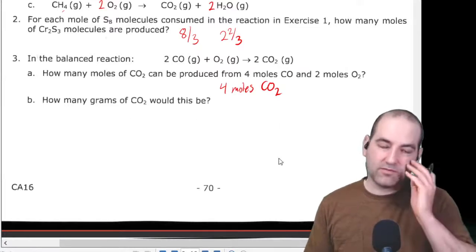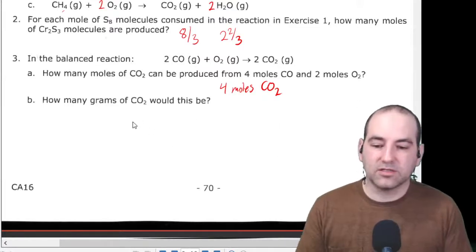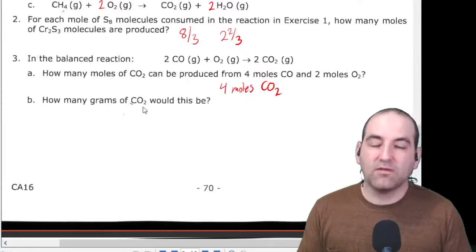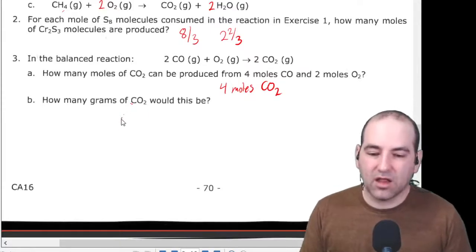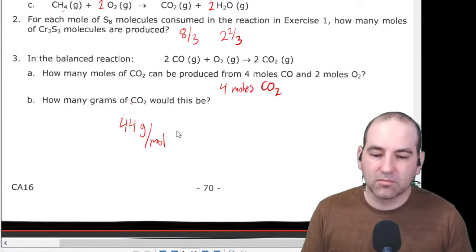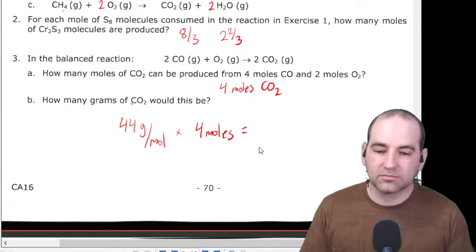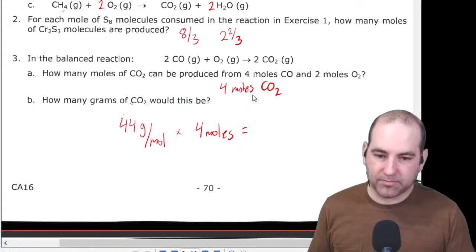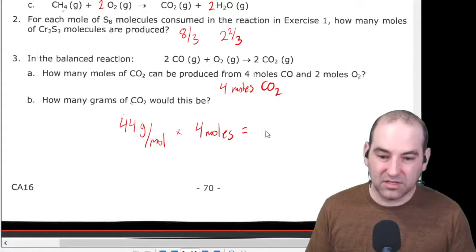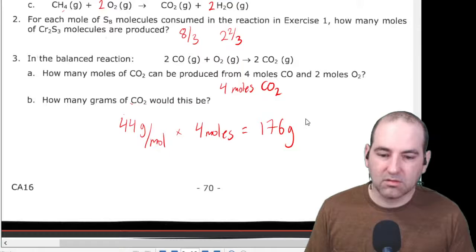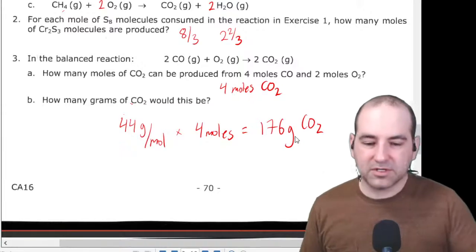And then we can convert that to grams using the techniques from the other lessons. So C is 12, O is 16. If we add that all up, we get about 44 grams per mole. And we can multiply that by 4 moles. And whatever that is, 176. I think that's right. I'm not sure. Okay.